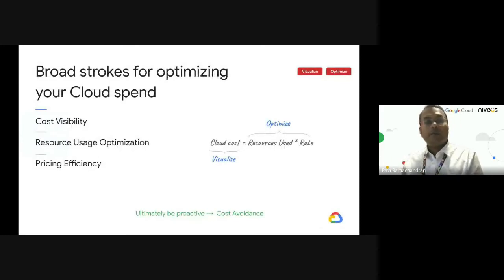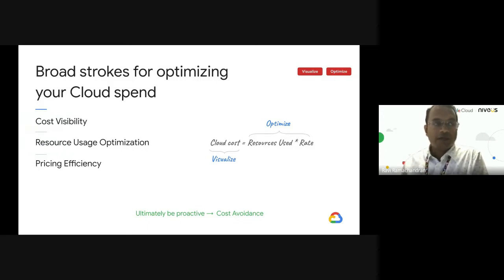Now coming to the approaches that we are looking at. The approaches are largely of two types. On the top of the slide, you would see two mechanisms being called out. One is visualization and one is optimization. Visualization is largely for helping the customers and the enterprise to make decisions during the journey and make it proactive.